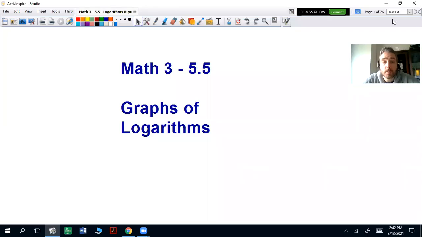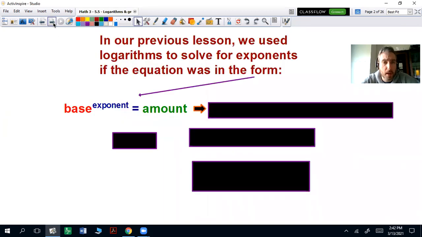In this lesson, we're going to explore more about logarithms. In the previous lesson, we learned about solving equations using them. Today, we're going to talk more about how they relate to the exponential functions and explore the graphs of them. So let's review a couple things we learned in the previous lesson.